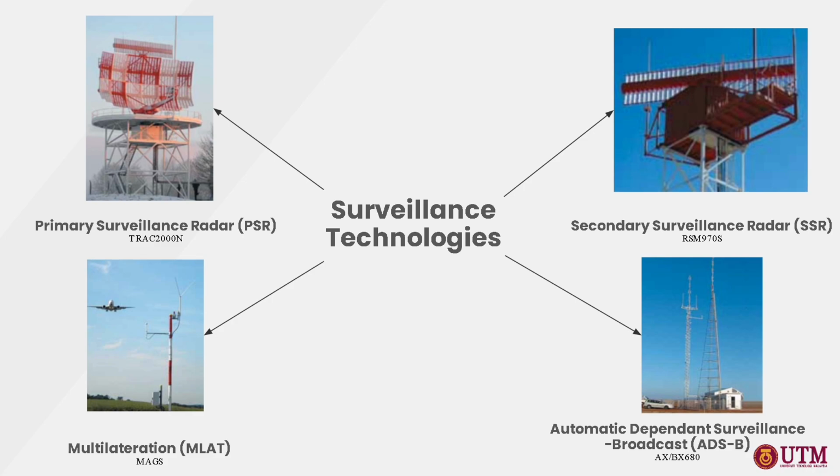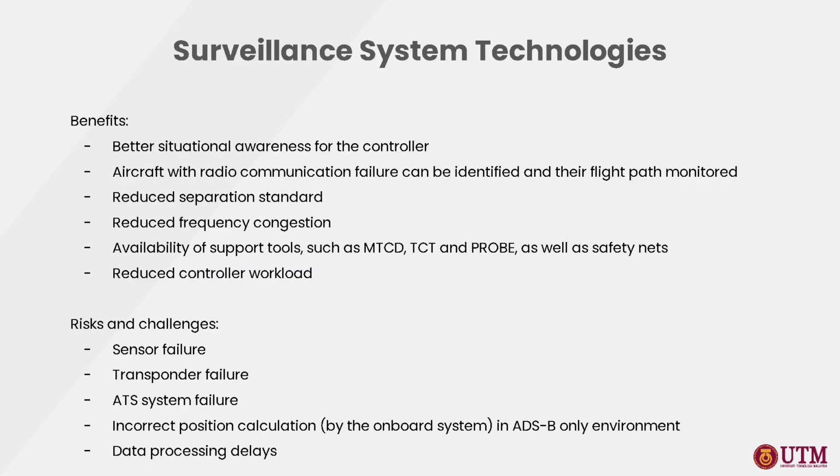And here are the surveillance technologies. The first one is primary surveillance radar, PSR, and second, secondary surveillance radar, SSR, multilateration, MLAT, and lastly, automatic dependent surveillance broadcast, ADS-B. Here are the benefits and risks and challenges for surveillance system technologies. The benefits are better situational awareness for the controller.